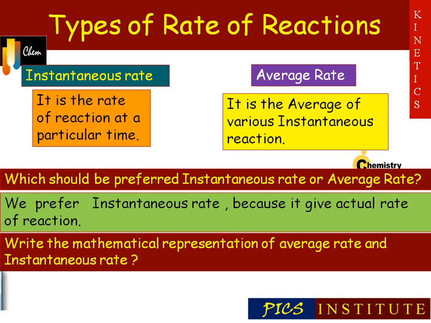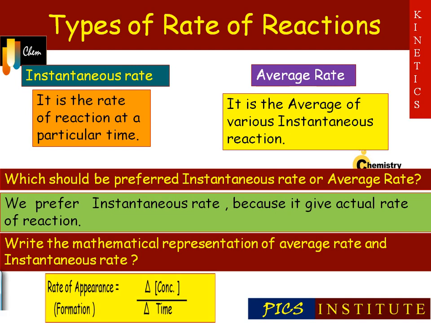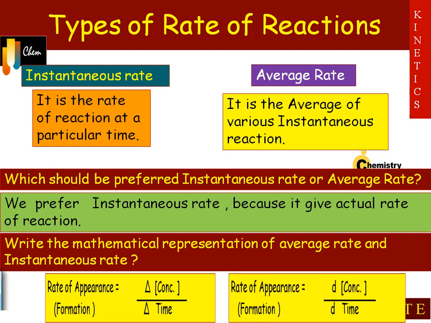Write the mathematical representation of average rate and instantaneous rate. So average rate is written in terms of delta concentration divided by delta time, whereas instantaneous rate is written in terms of d concentration divided by d time. So if we have letter d, it means small change in concentration, which represents instantaneous rate, and delta represents average rate of reaction.